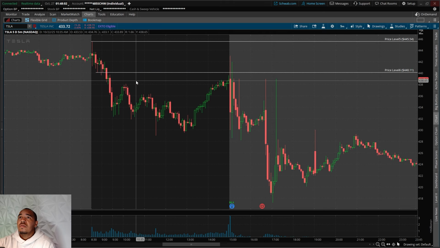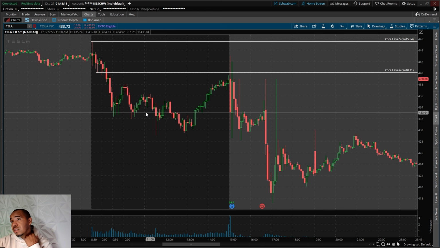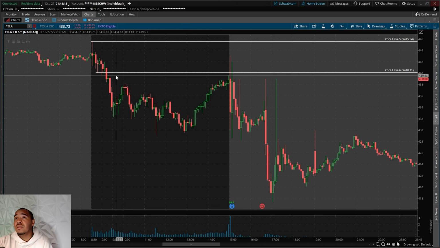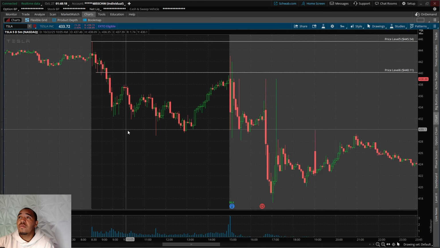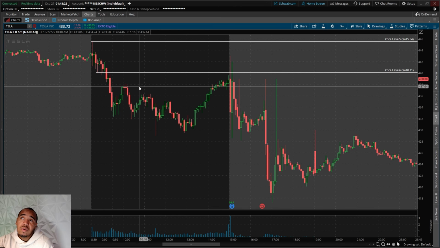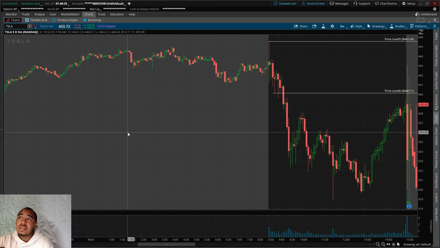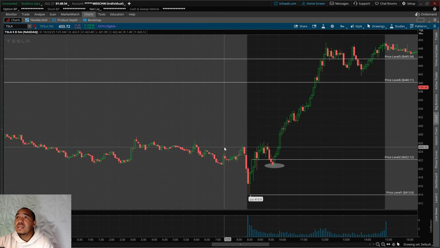You got your low. Didn't really get a retest here on the break, but as you guys can see, the market did continue to move downwards. It continued to move downwards after we broke 440. But this right here was a trade that I wouldn't have taken because there was no retest. But as you guys can see, the market just continued to move downwards after we broke out of that 15-minute orb to the downside. All right.